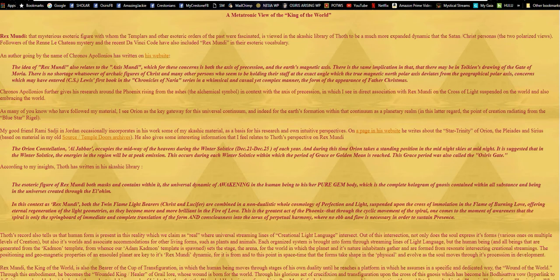during this time Orion takes a standing position in the night sky at midnight. It is suggested that in the winter solstice the energies in the region will be at peak emission. This occurs during each winter solstice within the period of grace or golden mean, within which the period of grace or golden mean is reached. This grace period was also called the Orion Gate.